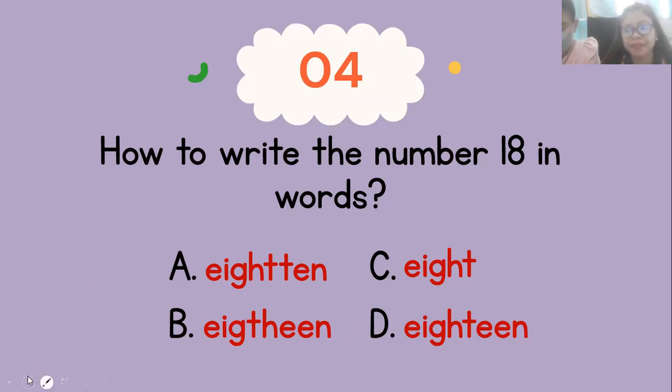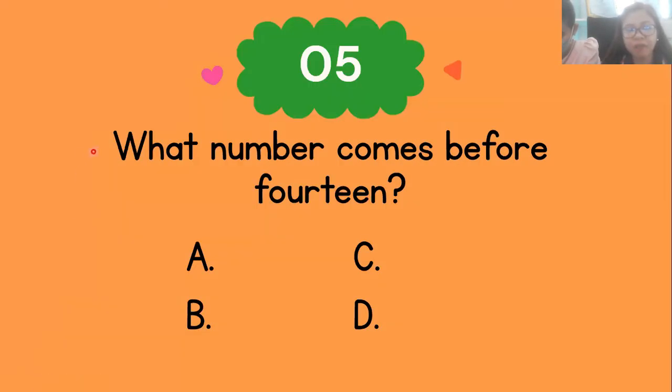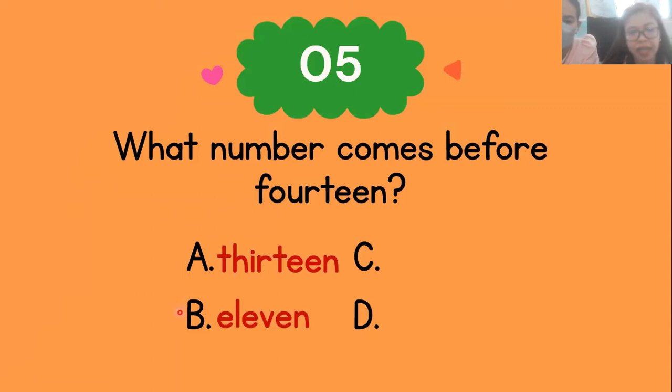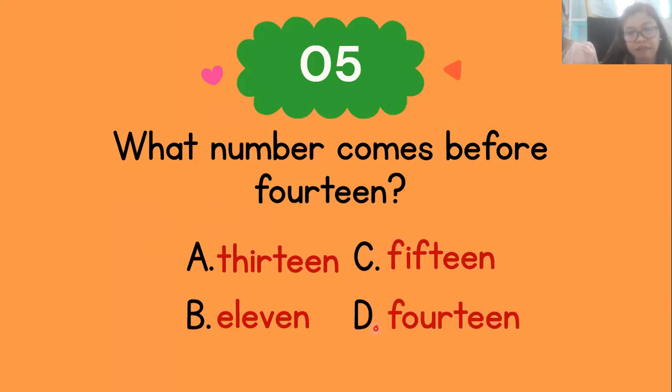Done? Okay. Number 5, what number comes before 14? What number comes before? Before 14, A, 13, B, 11, C, 15, D, 14. What number comes before, okay, before 14? 13, 11, 15, 14. Okay, number 6.